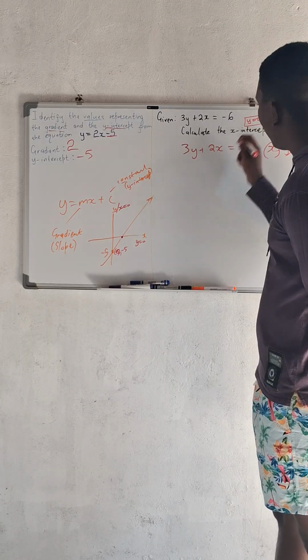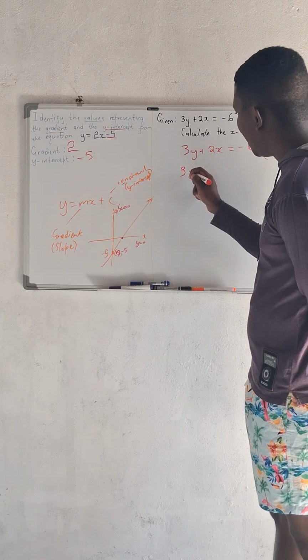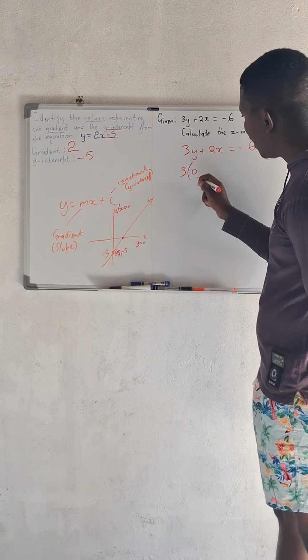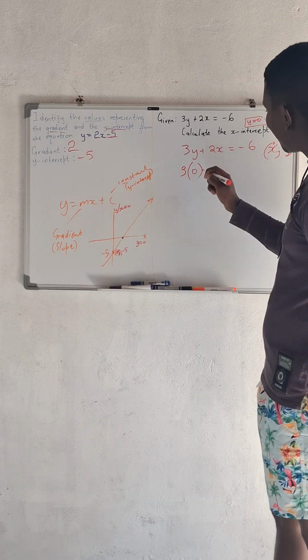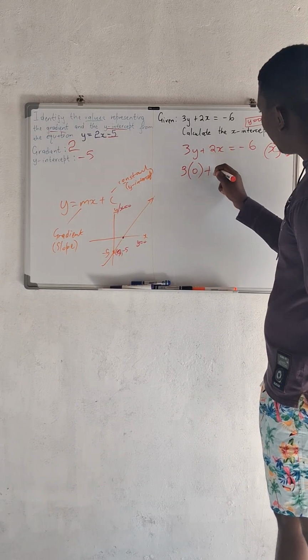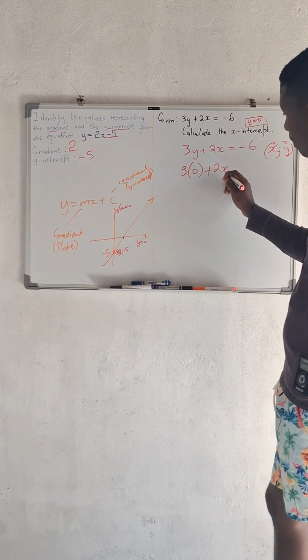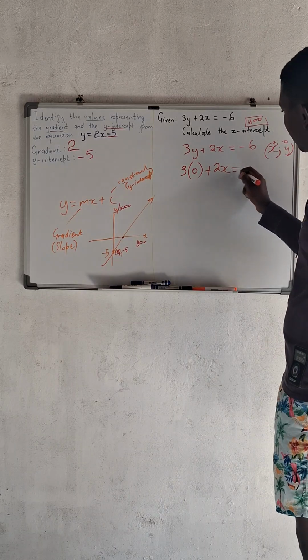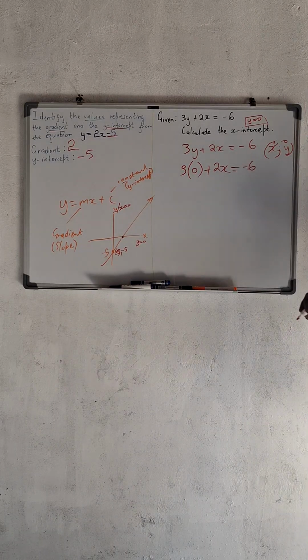So now I'm looking for the x-intercept. Wherever I see y, I'm putting 0. 3, there is y, I'm opening a bracket. I'm putting 0 for the x-intercept. Plus, I'm looking for the value of x, that's why I'm bringing back x. Minus, is equal to negative 6.